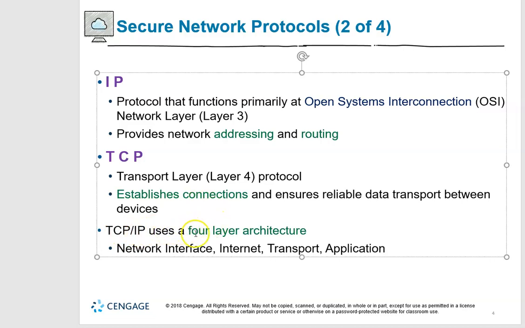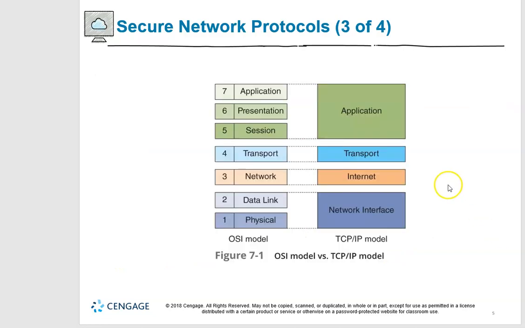TCP/IP actually uses this four-layer architecture known as network interface, internet, transport, and application, right? So that's what you saw on the last slide. So here's a depiction of that, once again, simplified drawing showing the OSI model versus the TCP/IP model. This is the kind of thing that you might get asked in a job interview, to compare and contrast these two models.